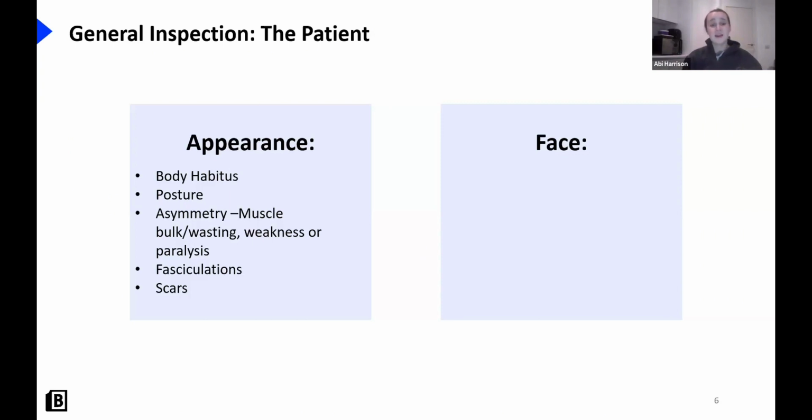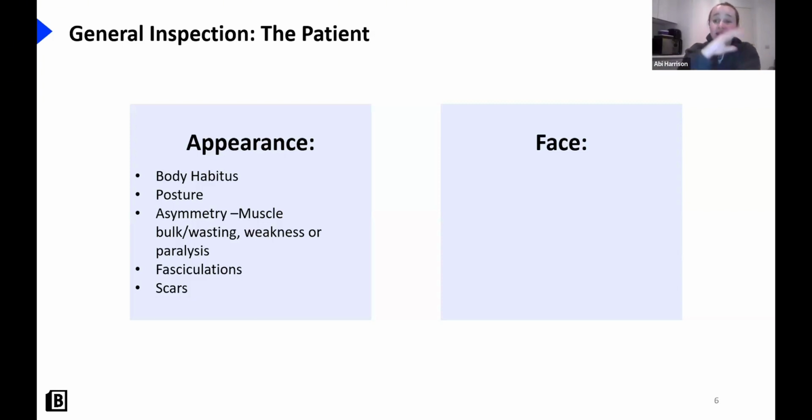Are there any obvious fasciculations that you can see, which are muscle twitching, or can you see any scars? And for neuro exams, there's a mnemonic that I think is really commonly taught, which is SWIFT. So S is for scars, W is for wasting, I is for intentional or unintentional movements, F is for fasciculations, and T is for tremor.